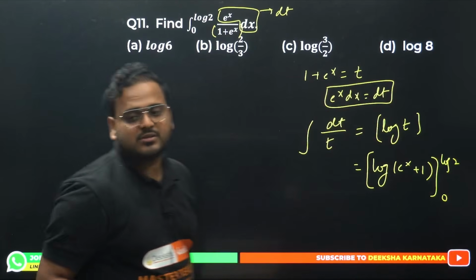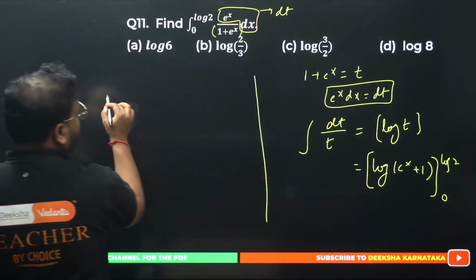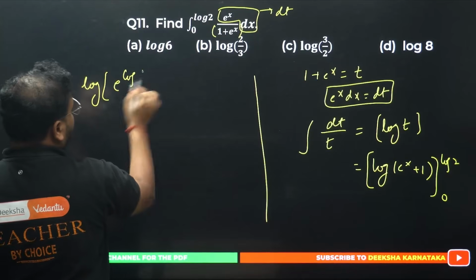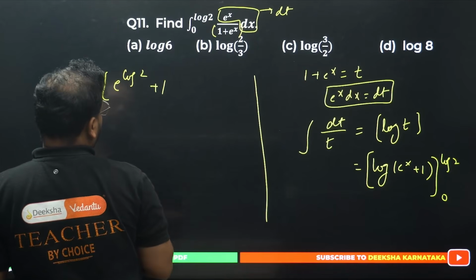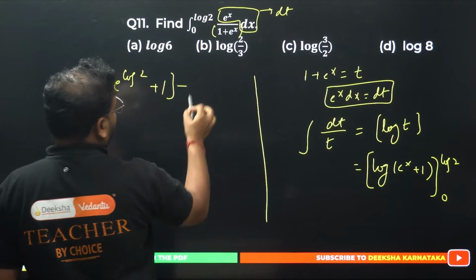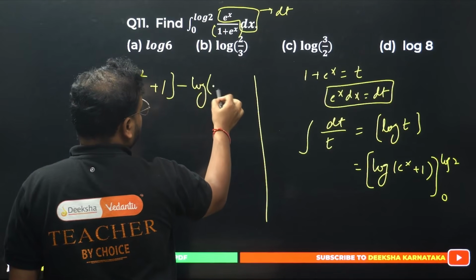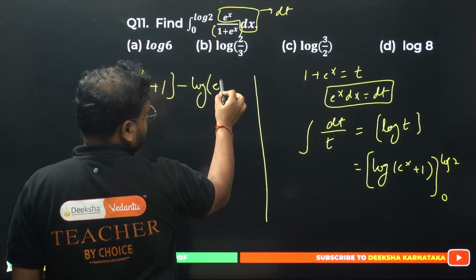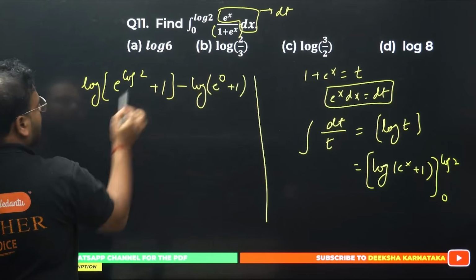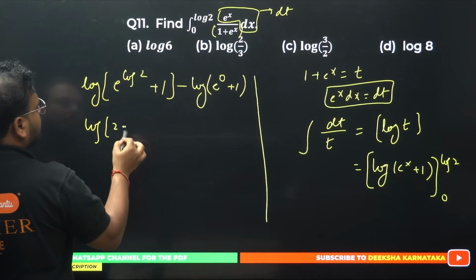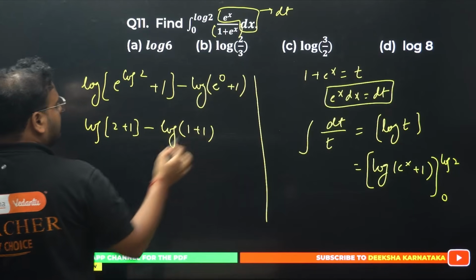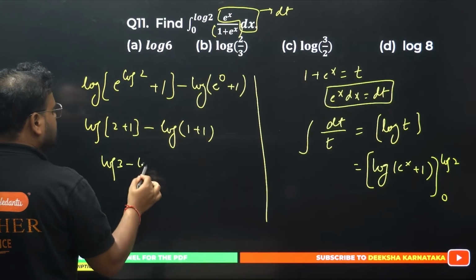I have put back the original limits. Please check. This becomes log of e power log 2 plus 1, that's my upper limit, minus lower limit will be what? Log of e power 0 plus 1, right? What I get, e power log 2 is simply 2, so 2 plus 1, and log of e power 0 is 1, 1 plus 1. Okay, I get log 3 minus log 2.